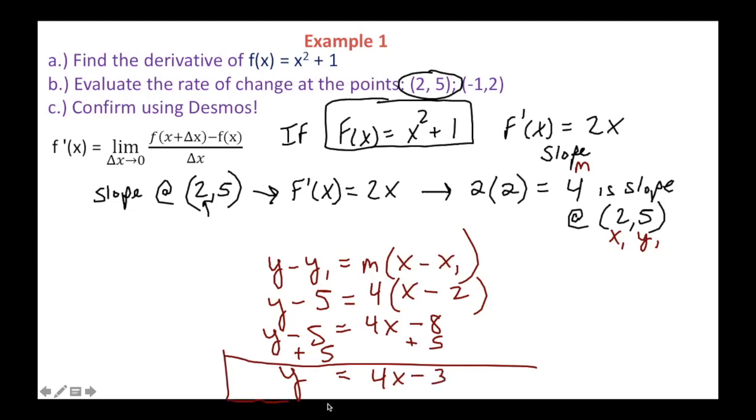So that is my tangent line. That should be my line tangent to x squared plus 1 at that point, 2 comma 5. All right, so we're going to take a look if this is indeed true using Desmos. Is this line y equals 4x minus 3 tangent to the curve x squared plus 1 at this point, 2 comma 5? We're about to take a look.